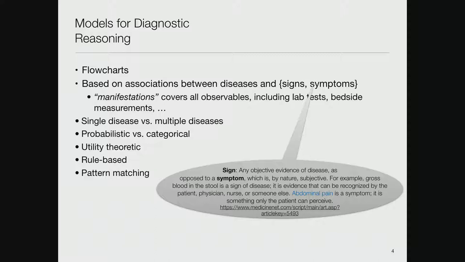So we'll talk about flowcharts, and models based on associations between diseases and these manifestations. Then there are some issues about whether you're trying to diagnose a single disease or a multiplicity of diseases, which makes the models much more complicated. Whether you're trying to do probabilistic diagnosis or definitive or categorical. And then we'll talk about some utility theoretic methods, and I'll just mention some rule-based and pattern-matching kinds of approaches.